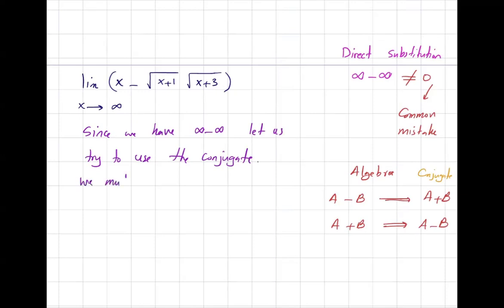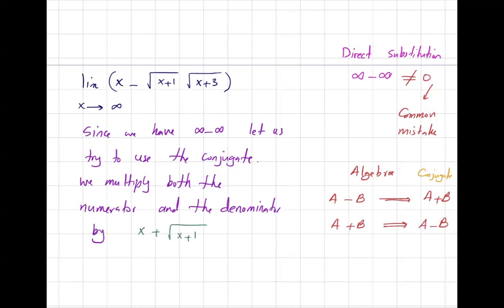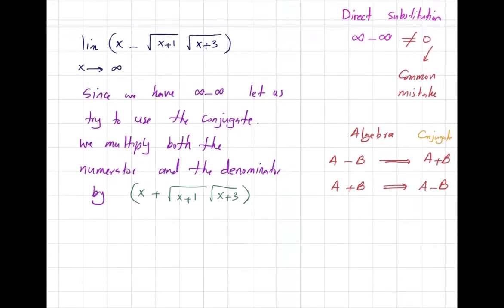We multiply both the numerator and the invisible denominator, which is 1, by the conjugate, which is, let me use a different color, x plus square root of x plus 1 times square root of x plus 3. Okay, let us begin it.